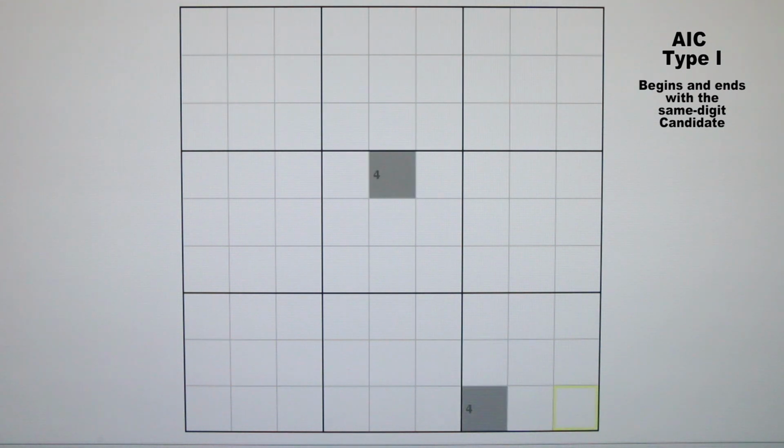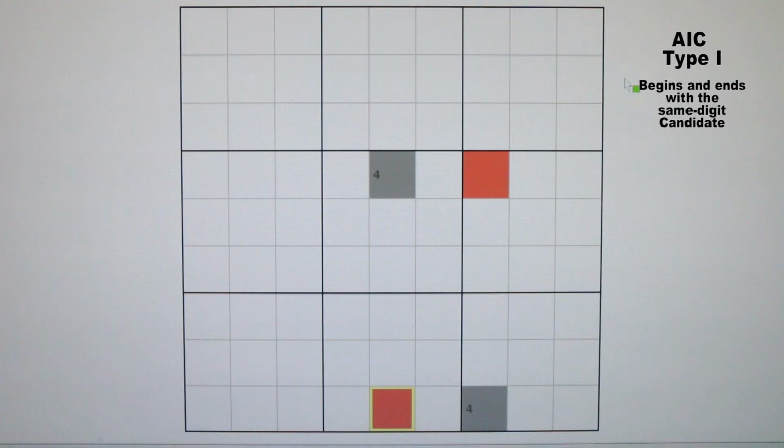And likewise, if we have a chain that begins and ends with these 4s, because they're not in the same chute, there are 2 cells that can see both of those cells. This red cell sees this 4 because it's in the same row, and it sees this 4 because it's in the same column. And this red cell sees this 4 because it's in the same column, and it sees this 4 because it's in the same row. So if there is a candidate 4 in either one of these red cells, it can be eliminated from the puzzle as false, because one of the gray 4s must be true.